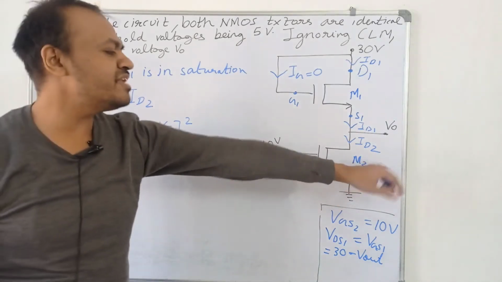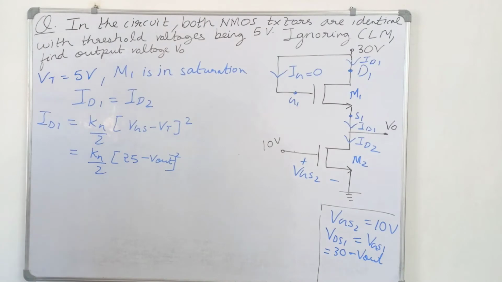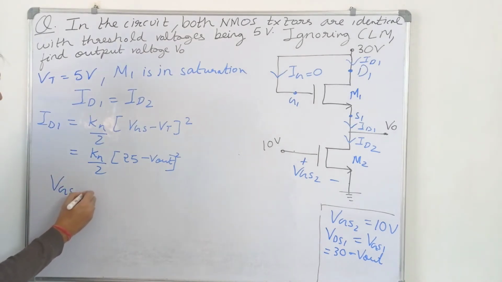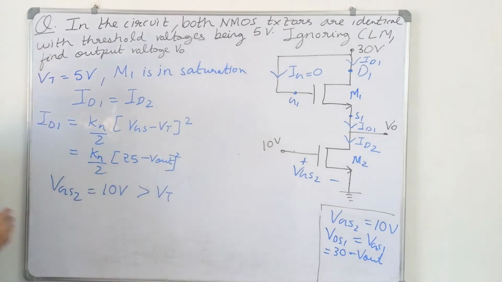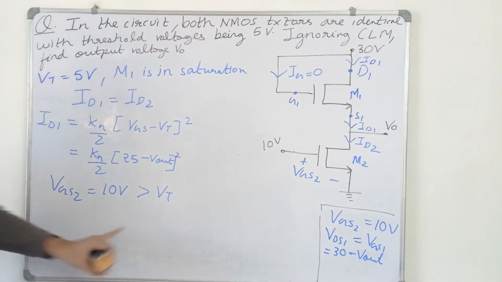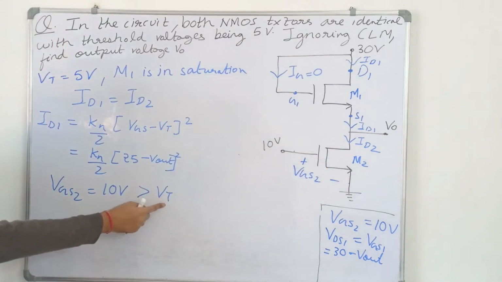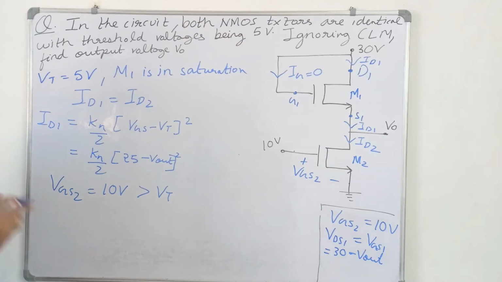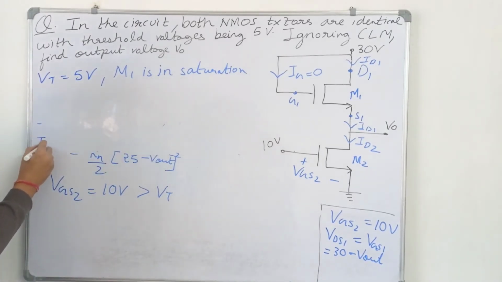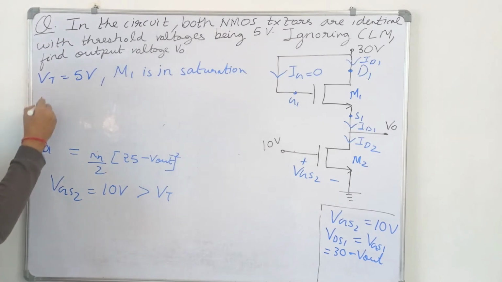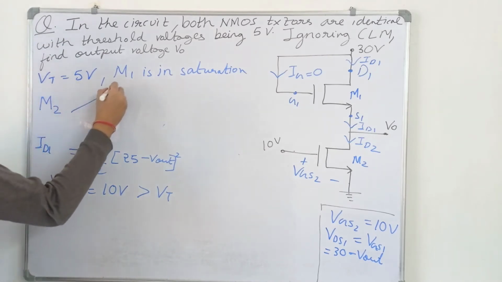Now for M2, we do not know whether M2 is in the saturation, linear or cutoff region. Now let's see. VGS2 is equal to 10 volt and VT is 5 volt. So VGS2 is greater than VT. The gate to source voltage of the second transistor is greater than the threshold voltage. So we can be sure that M2 is not in cutoff; it is either in the linear region or the saturation region. This is the value of ID1.